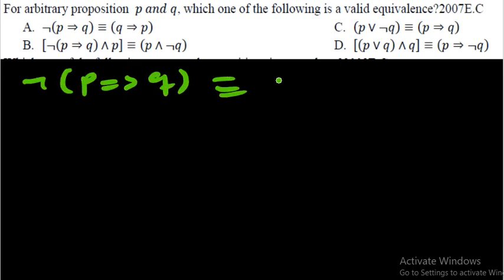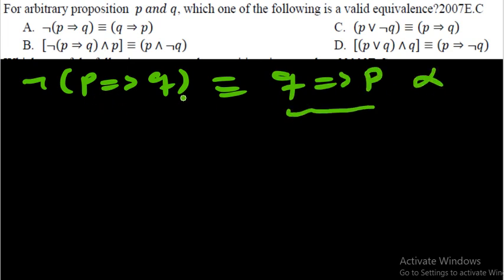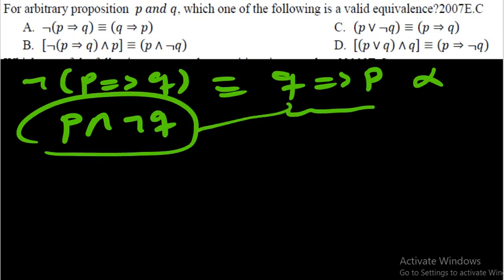Next question. For arbitrary propositions P and Q, which one of the following is a valid equivalence? A, negation of P implies Q, it says it is the same as Q implies P. No. The reason: Q implies P is the converse of P implies Q. But negation of P implies Q is the same as P and negation Q. So the two cannot be the same, it fails.